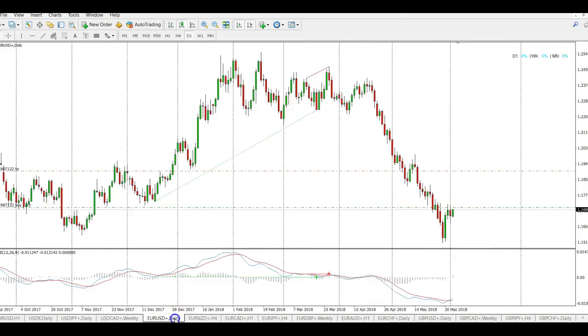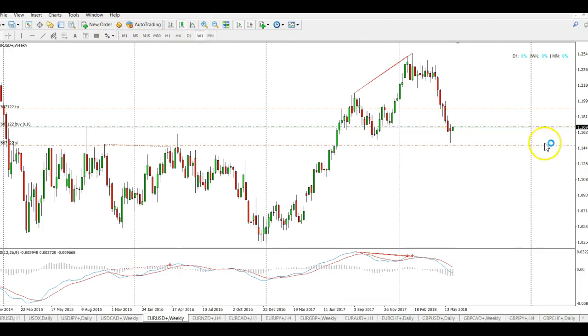US dollar, EUR/USD. You can see I'm actually in a trade on this at the minute. It's based on this area here. It's going to be a longer term trade. EUR/USD, I'm liking it to head up a couple of hundred pips this week. So again, EUR/USD, I'm liking it to start heading up this week.